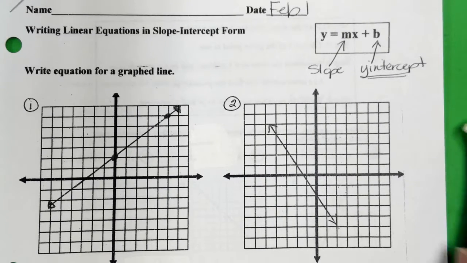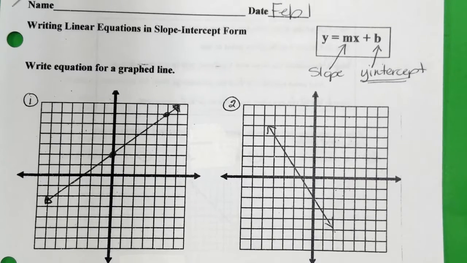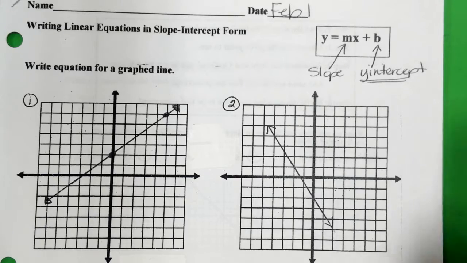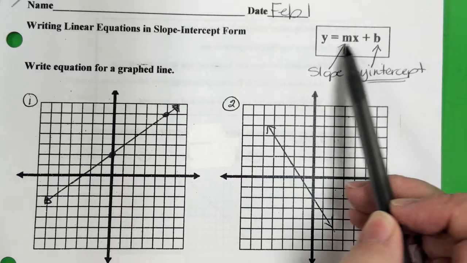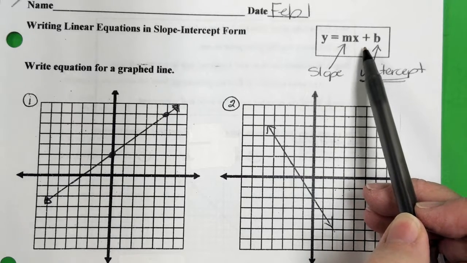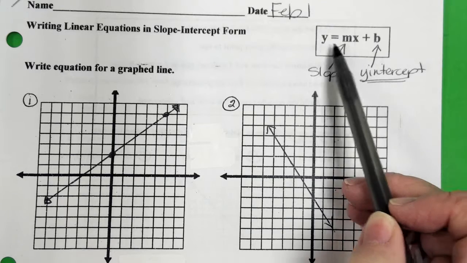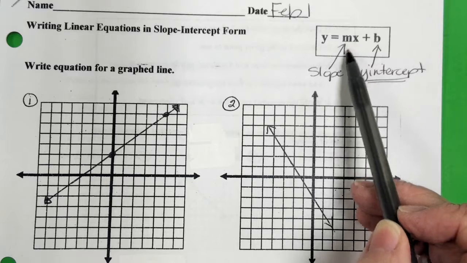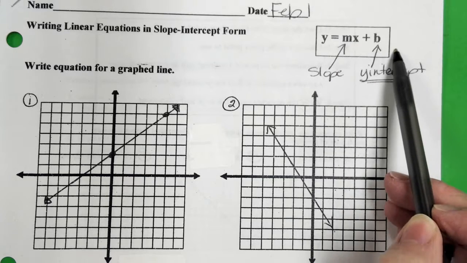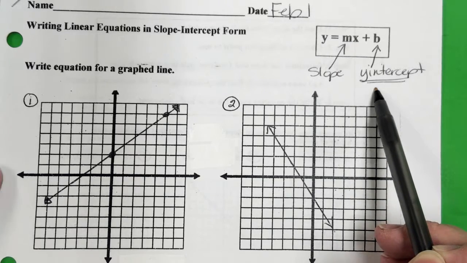Today we're going to talk about writing equations for our lines in slope-intercept form. Remember, we've been given equations in slope-intercept form and we've been asked to graph them. Now they're going to give us graphs or other information and we've got to write the equation. Y equals mx plus b. M is our slope and b is our y-intercept.